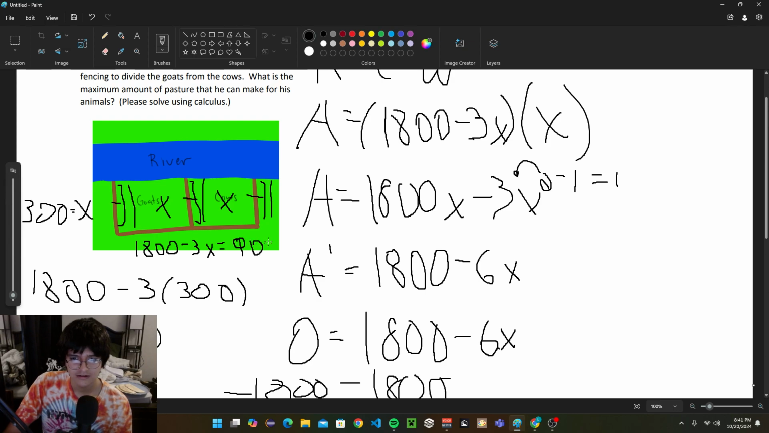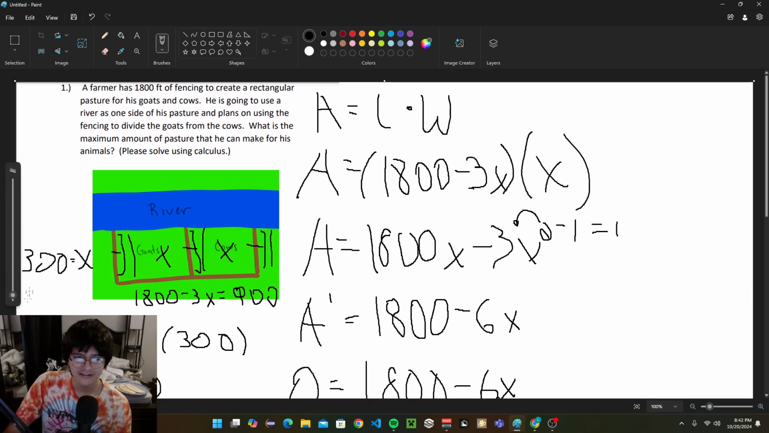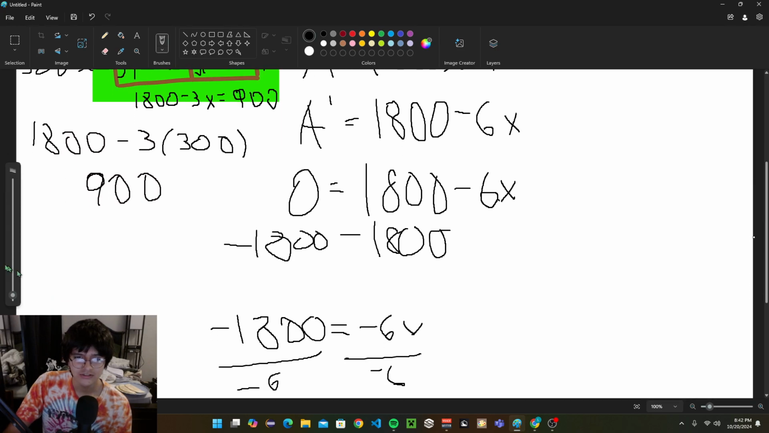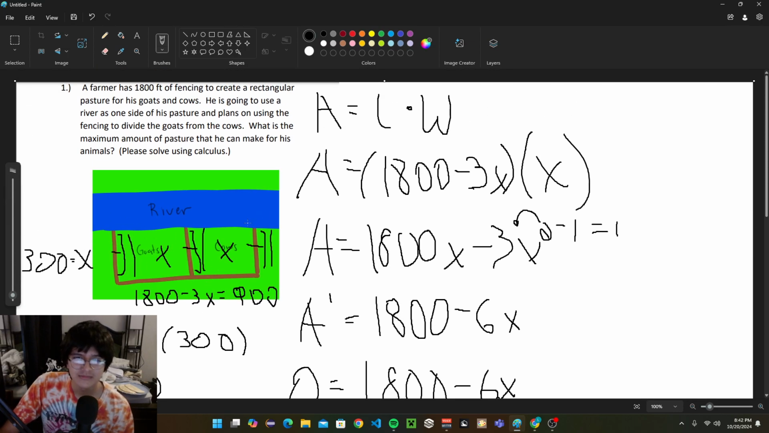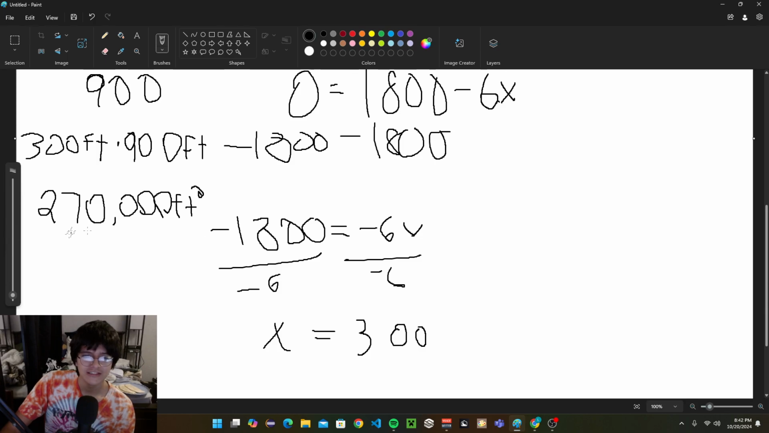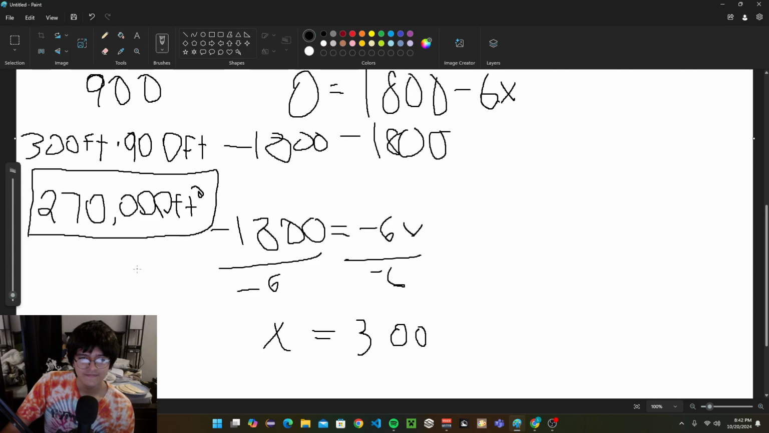So to find the area, you do length times width. Our width is 300 feet and our length is 900 feet, so 300 feet times 900 feet will give us 270,000 feet squared. So that would be the maximum amount of pasture that he can make for his animals, and that would be 270,000 feet squared.